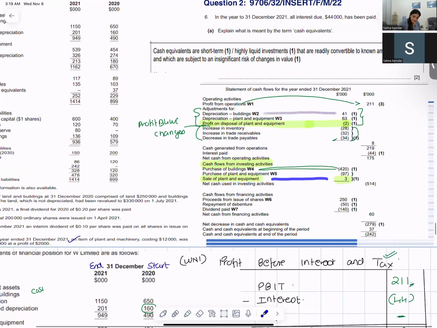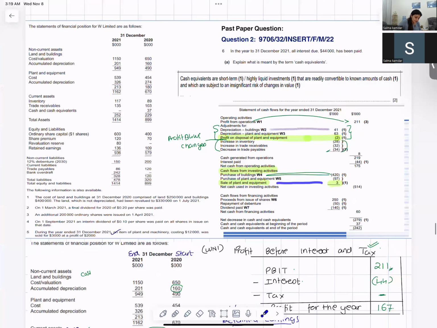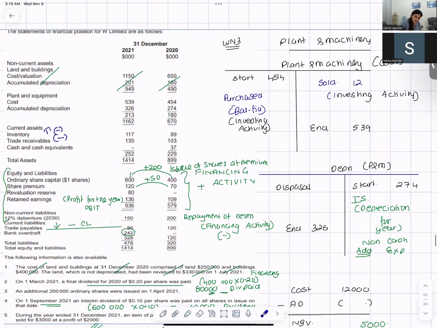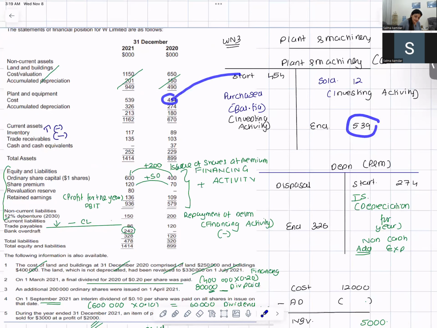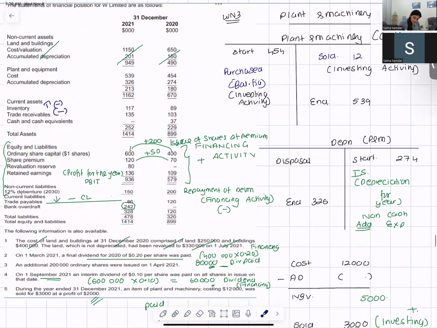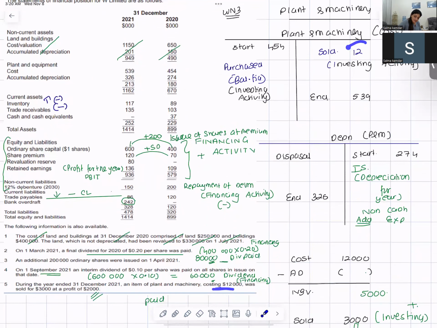Now I move ahead to the plant and machinery. I have an opening balance of 454 at the start, closing balance of 539 at the end. I have sold a plant and machinery costing 12,000. It is disposal 12,000. Now when I close this account, if it does not tally and I get the balancing figure on the debit side, there is purchase of plant and machinery, which will become my investing activity.